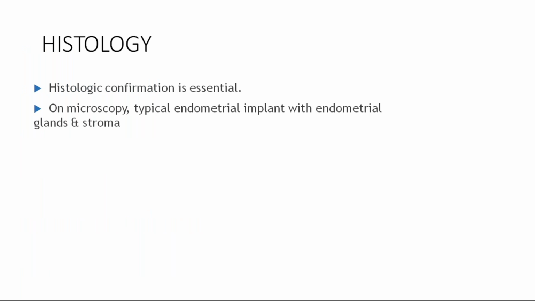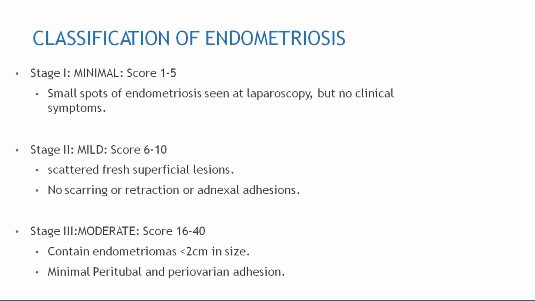And histology. Histology is always the confirmation. It is essential. On microscopy, typical endometrial implants with endometrial glands and stroma will be seen. So how will you classify this endometriosis? Stage 1, 2, 3, 4.